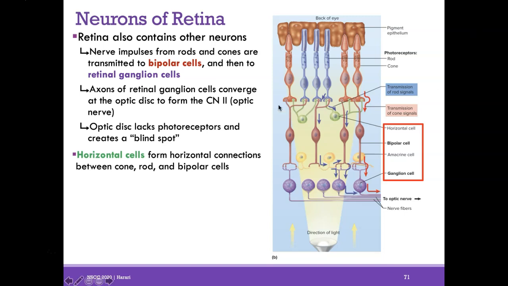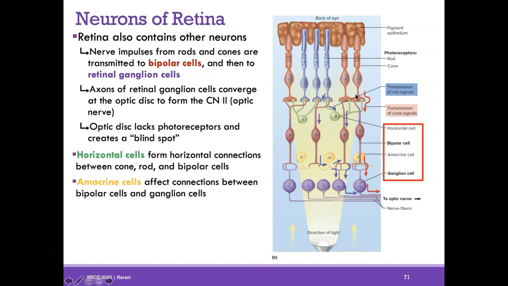We have other cells called horizontal cells. Those form horizontal connections between the photoreceptors and the bipolar cells. So horizontal cells make horizontal connections, and they kind of enhance the perception of contrast and of edge detection. So horizontal cells enhance our visual perception. They help integrate signals. And again, amacrine cells have a similar effect. They also, the amacrine cells specifically, help integrate the message to create better visual perception.